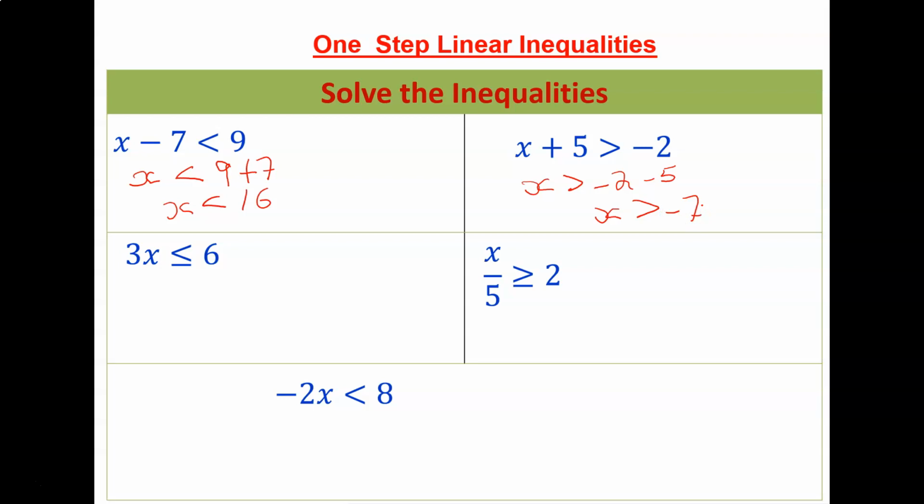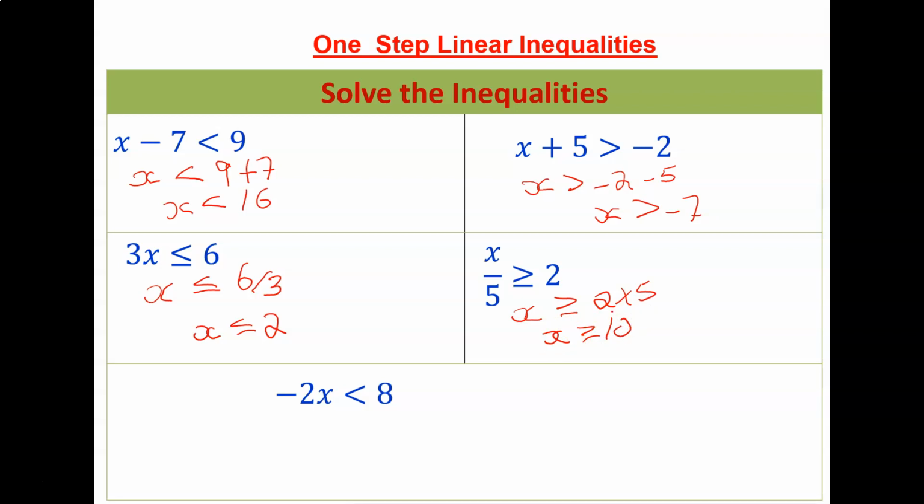3x means 3 times x. What is the inverse of times? The inverse of times is division. So we need to divide by 3 there. If we divide by 3, we get x less than 2. x divided by 5, what is the inverse of division? The inverse of division is times, so we need to times by 5. Now that gives you x is more than 10.